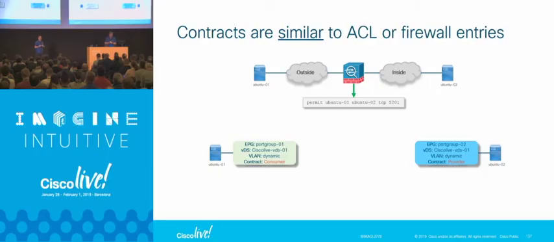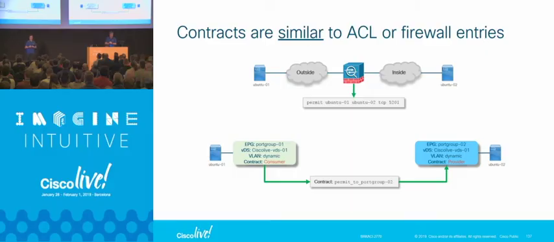Now, contracts themselves are very similar to access lists. They are access lists under the cover, or firewall entries. And as you all know, there's a consumer and a provider for the contract. In this example, all I'm going to do is put a contract in place that says permit to port group 2. So port group 2 is the provider, port group 1 is the consumer, and I've got connectivity between them. And under here, I'm going to specify the ports that are open.